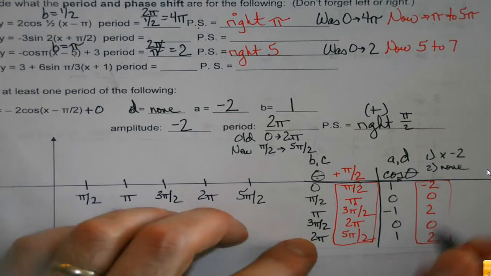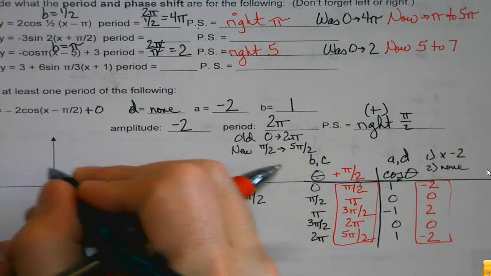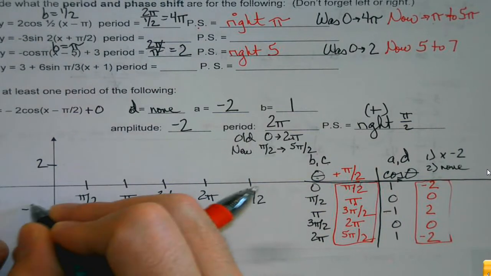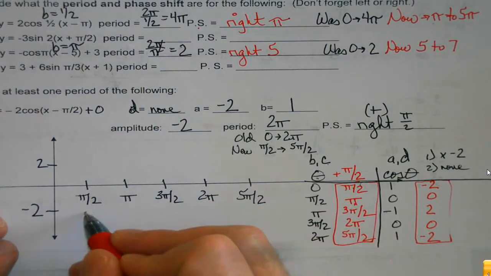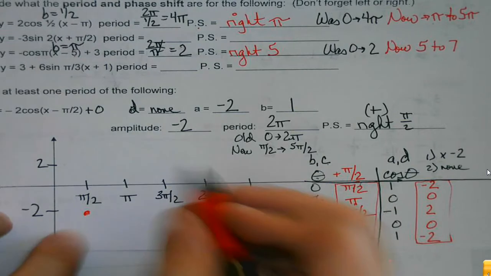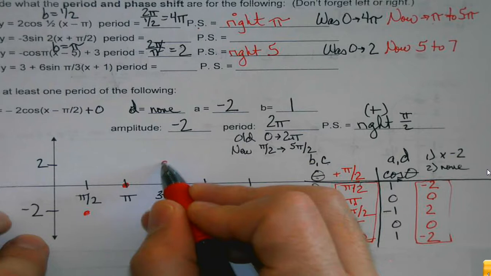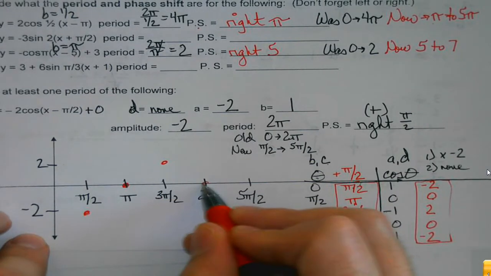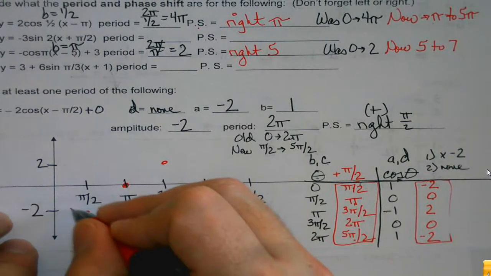Uh-oh. Thank you. I'd have figured that out as I started to plot points. I'd have been like, wait a minute, why? Ooh, that doesn't look right. So I can go ahead, so at pi over 2, we're at -2. At pi, we're at 0. 3 pi over 2, we're up to 2. At 2 pi, we're at 0. And at 5 pi over 2, we are back down to the negative.